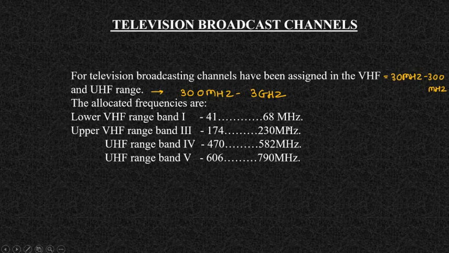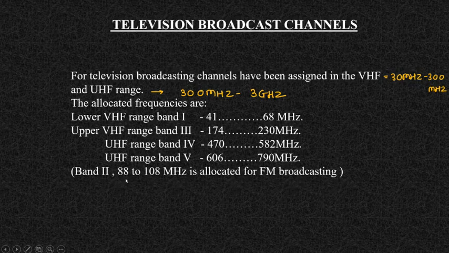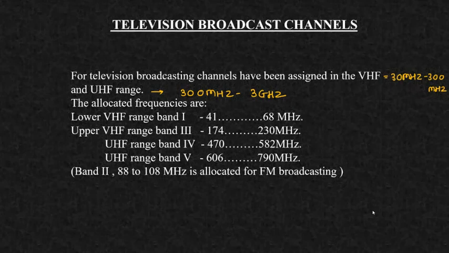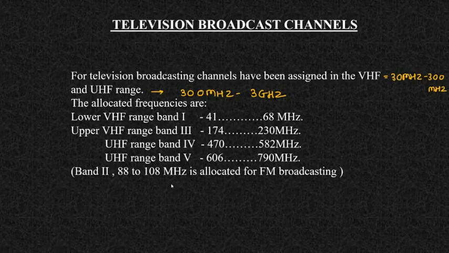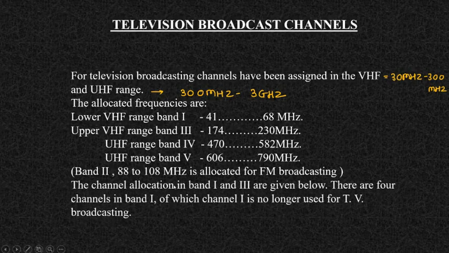Now here one band is missing, that is band 2. If you recall, 88 to 108 megahertz is allocated for FM broadcasting. If you have an FM in your radio, you can see the frequencies allocated for that FM radio. So FM radio is transmitted in this particular band from 88 to 108 megahertz, and that's why this band is not used for television transmission. So band 1 and band 3 are used for television transmission, and band 2 is for radio transmission.